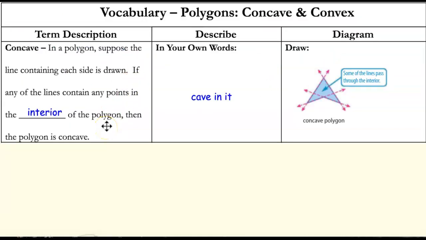So two more vocabulary words. The first one is concave. In a polygon, suppose a line containing each side is drawn. If any of the lines contain points in the interior of the polygon, then it's considered concave. If you see this picture over here, if I continued those lines in every direction, it turns out that they go through the middle right here and right here. Therefore, we call this concave.